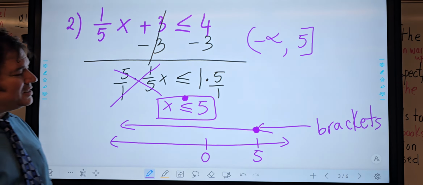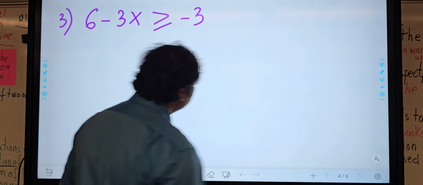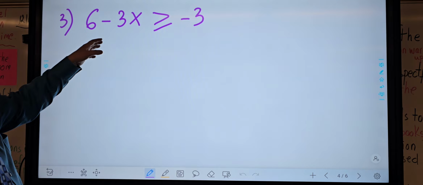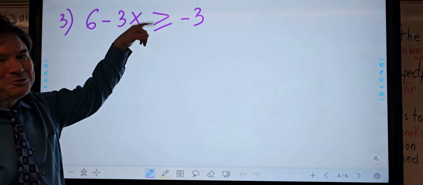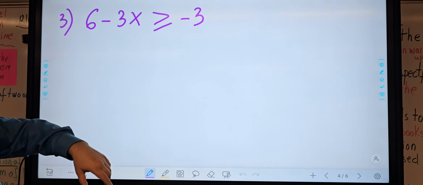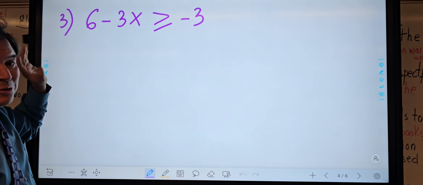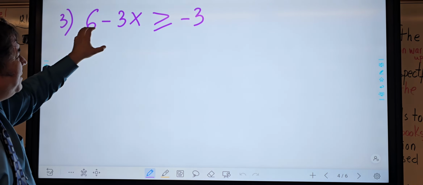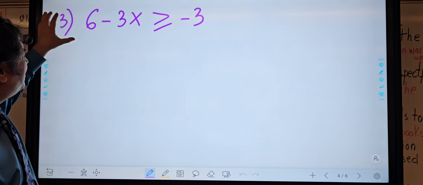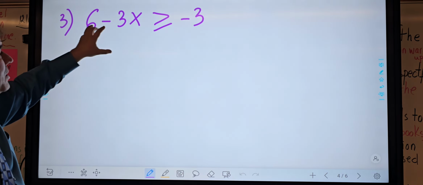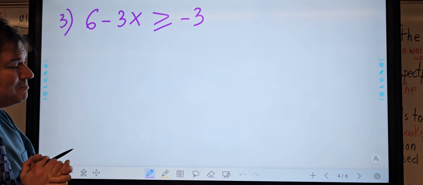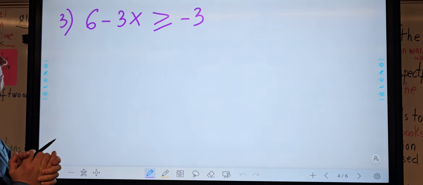Let's take a look at another example here. In this example, we have 6 minus 3x greater than or equal to negative 3. Okay? And I'm going to ask you the question here. What should we do? What should be our first step? Should we subtract 3x or subtract 6x or divide by negative 3 first? What should we do here?